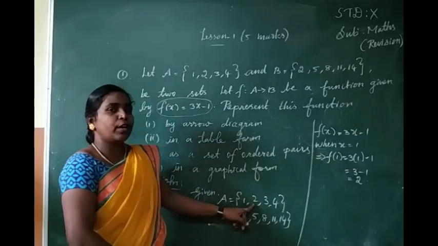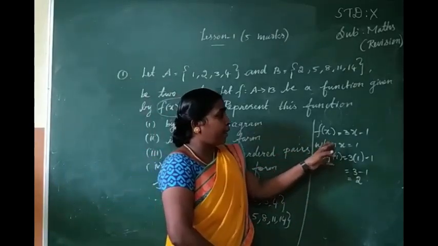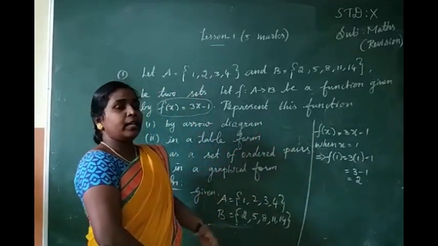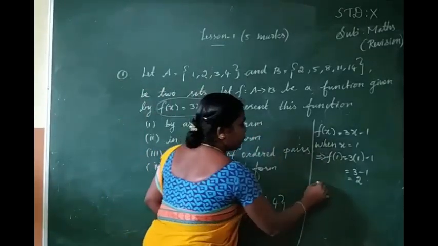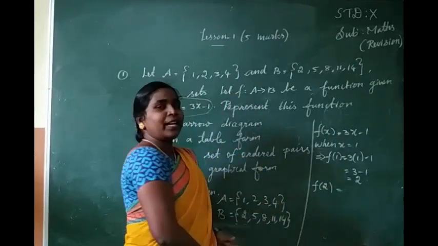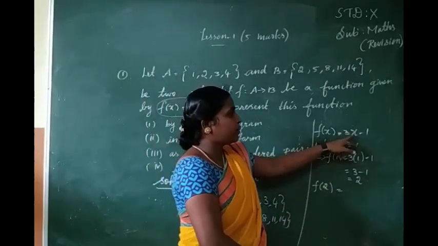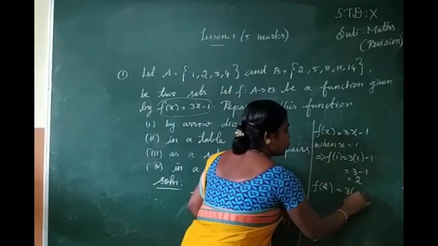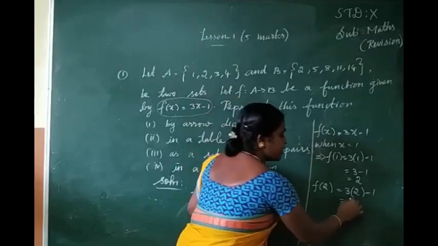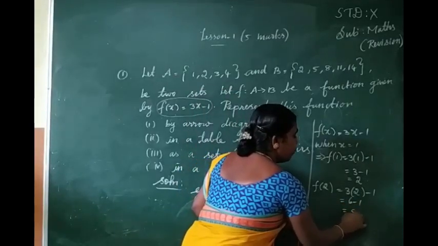Next, what you have to find? Next element 2, f of 2. So without writing x equal to 1, x equal to 2 again, we can find the f of x value. So I am going to write shortly f of 2 equal to, that is when x equal to 2. So you substitute here 3 into 2 minus 1. 3 twos are 6. So 6 minus 1 equal to 5.